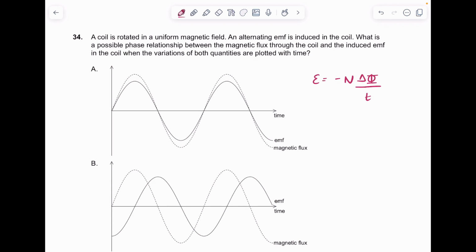So essentially, the EMF graph is the gradient of the flux graph. So if we look at A, the flux here has got its largest change. It's the biggest rate of change of flux, steepest gradient, but the EMF is 0. Well, that doesn't work. We said the bigger the change in flux, the bigger the EMF, so that is incorrect.